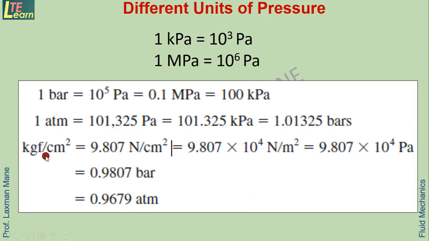In MKS units, pressure is expressed as kilogram force per centimeter square, meaning kgf per centimeter square. Its conversion into Pascal: this is the Newton per centimeter square value, this is the Newton per meter square value, so finally we find it in Pascal. The same conversion to bar and atmosphere is given from kilogram force per centimeter square to bar and atmospheric pressure.